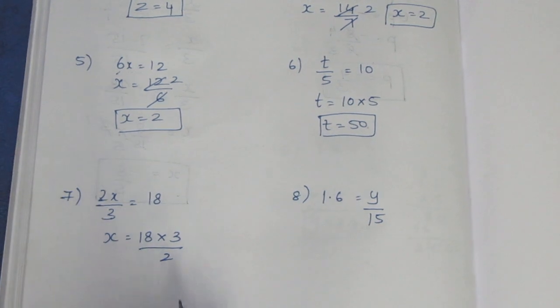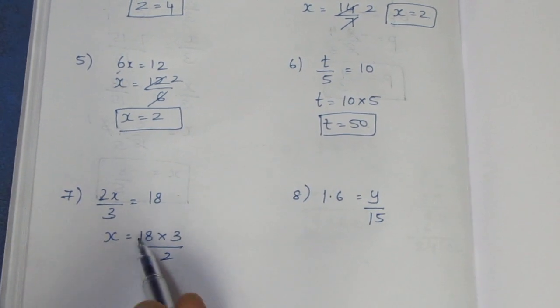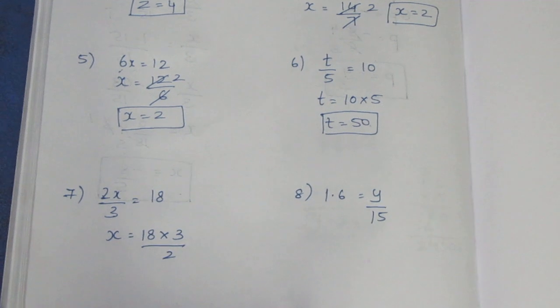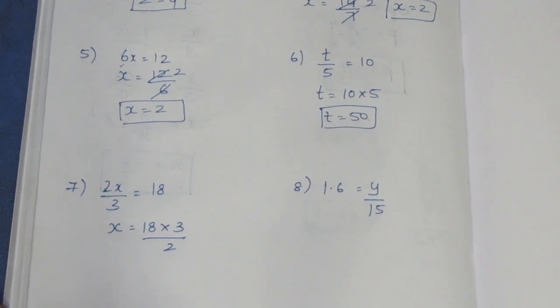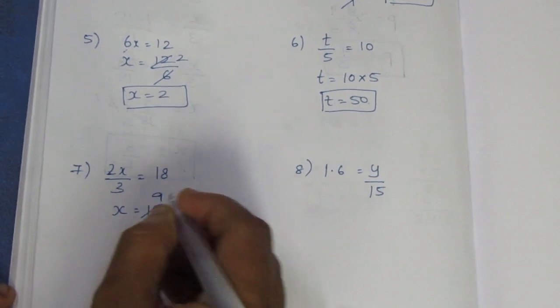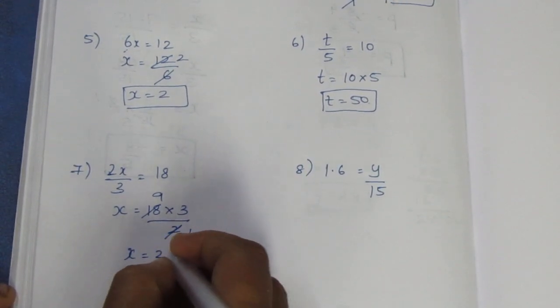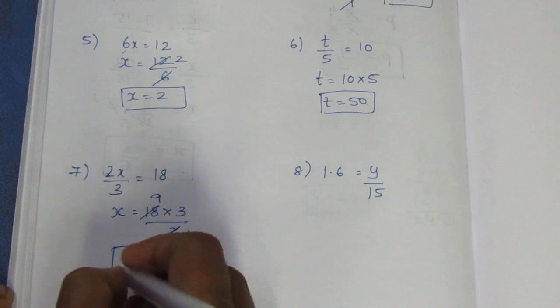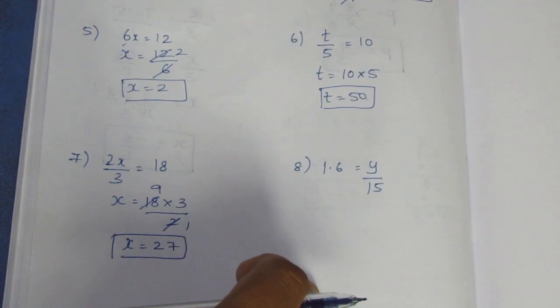Now here we know we can cancel. Instead of multiplying, we can cancel 2 and 18. If anything we can simplify, just simplify, then multiply. Here 2 1s are 2, 2 9s are 18. Now x is equal to 27. 9 3s are 27.